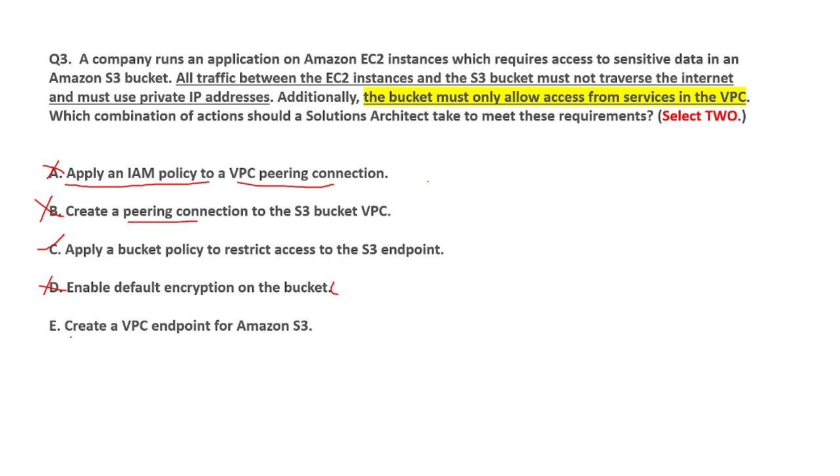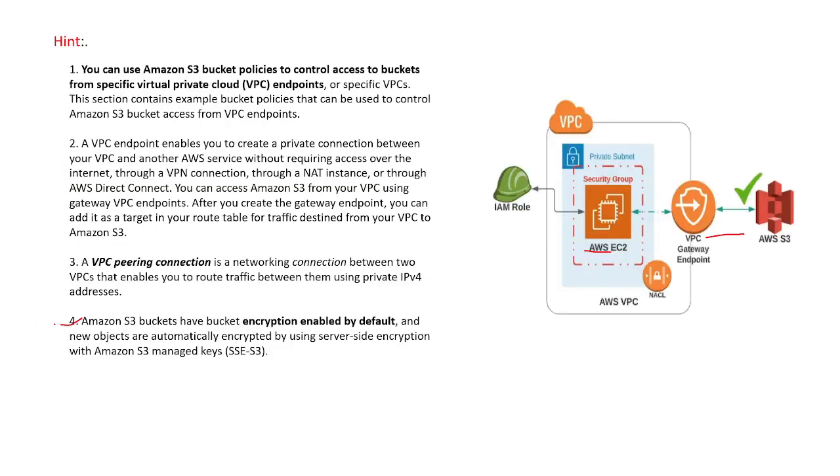Option E, create a VPC endpoint for S3. Yep, here is the one, and this one. I'm going to choose C and E. Let's go to the next for tips and guidance. Same thing, I have taken a screenshot. We have attached a role to the EC2 instance. We need a VPC endpoint.